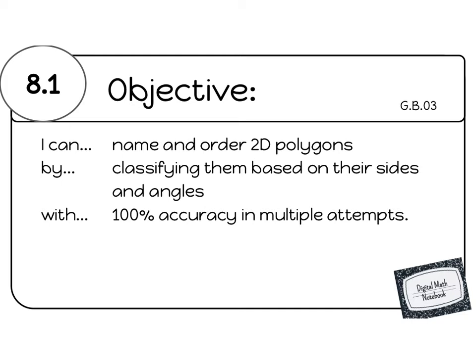Today's objective is: I can name and order 2D polygons by classifying them based on their sides and angles with 100% accuracy in multiple attempts. Please pause to write the I can and by statement in your digital math notebook now.